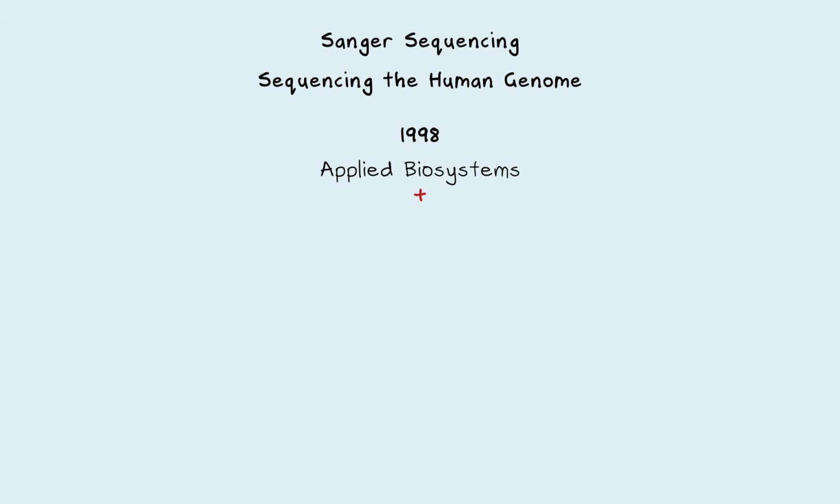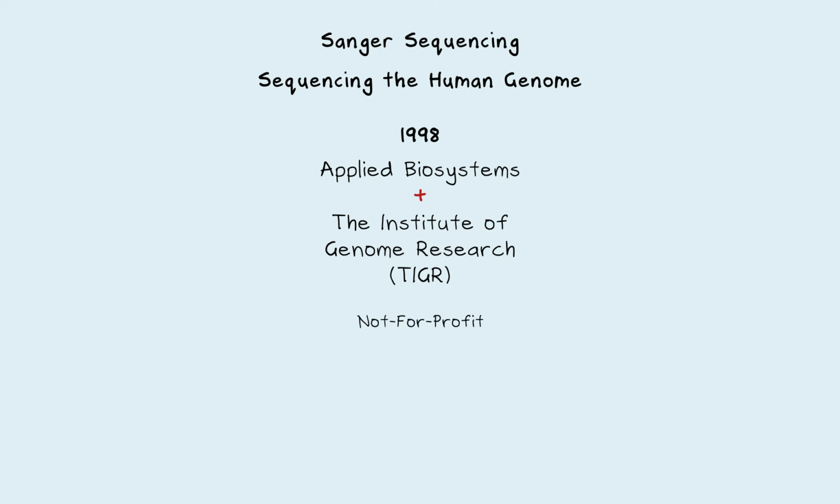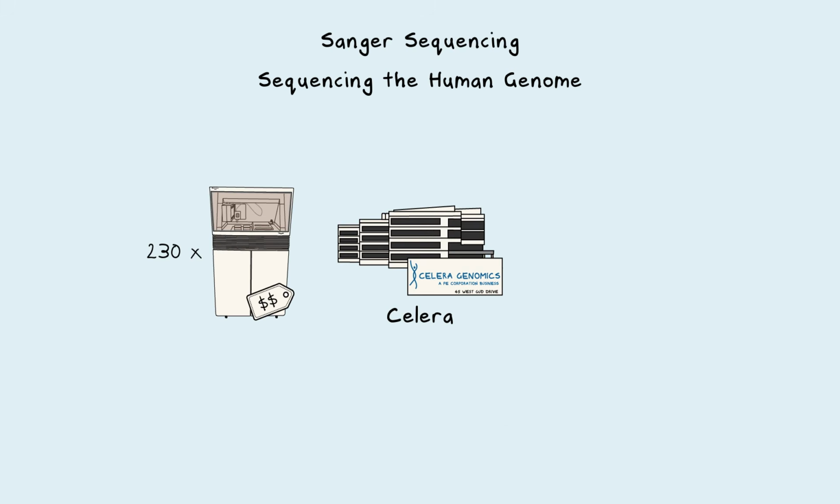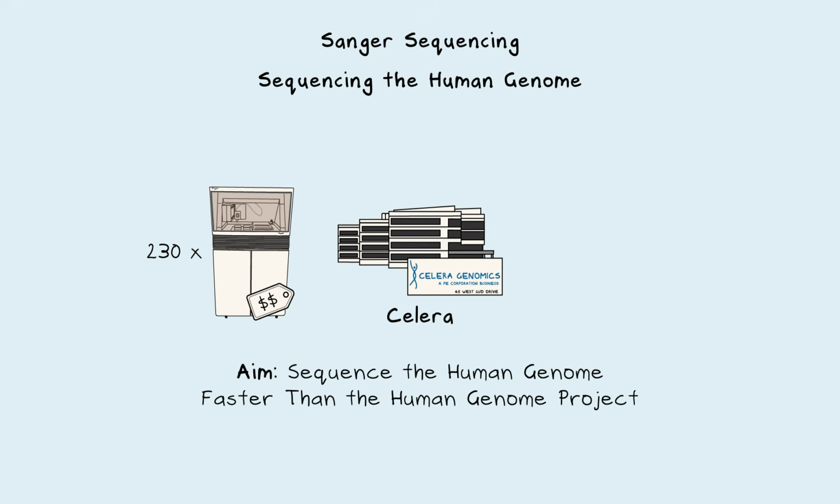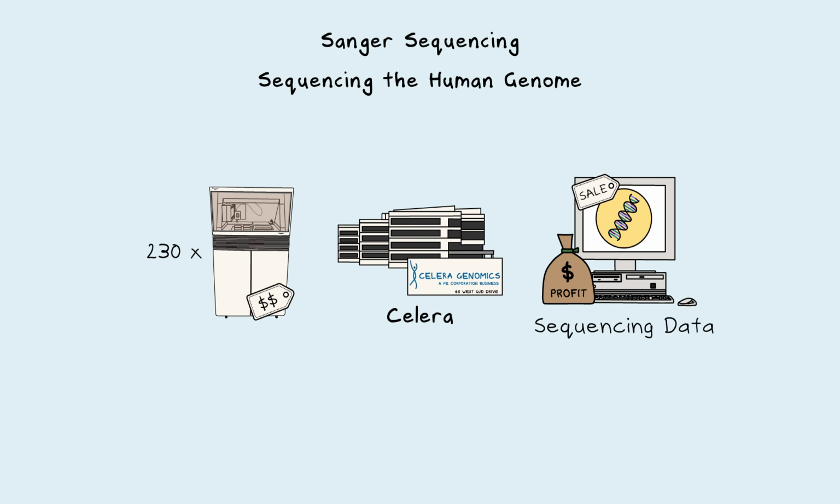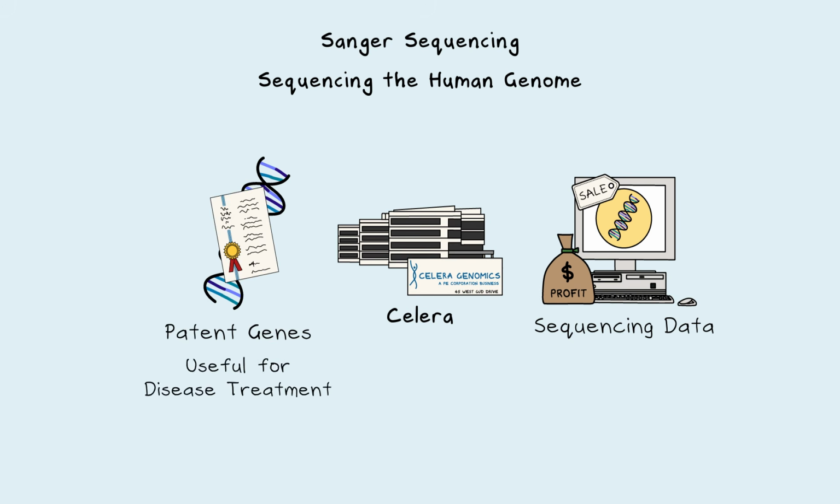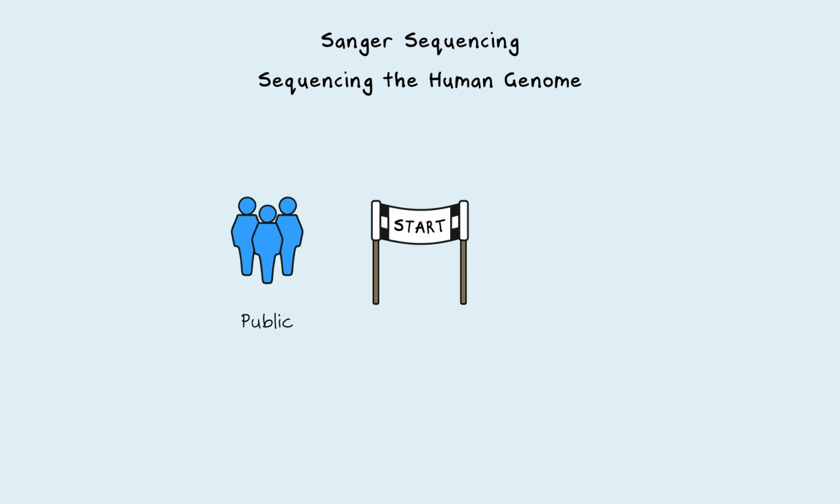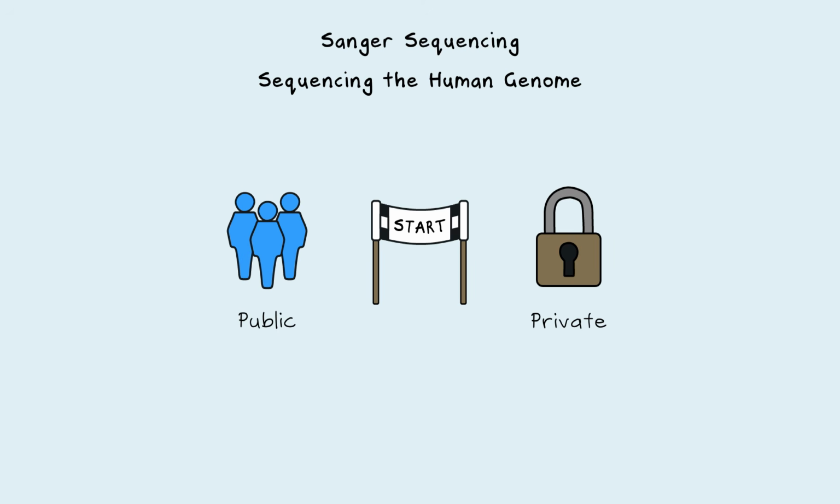At the same time, they announced a partnership with the Institute for Genomic Research, also known as TIGR. TIGR was a not-for-profit institute headed by Craig Venter. Together they formed a new company called Celera and purchased 230 ABI PRISM 3700s. Celera aimed to sequence the human genome faster than the Human Genome Project. It planned to make money selling access to its sequence data. It also planned to patent genes that could be useful for disease treatment. Profiting from sequencing the human genome was controversial and upset many scientists. The race between public and private sequencing of the human genome had begun.